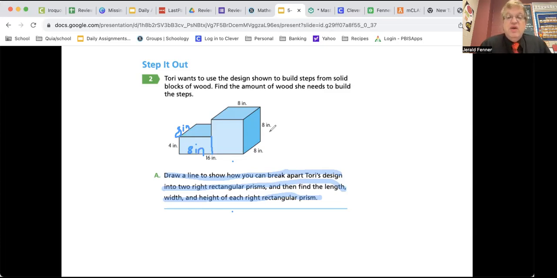So let's see, draw a line to show how you can break apart Tori's design into two rectangular prisms, and then find the length, width, and height of each rectangular prism. So the length is 8 times 8 times 4 for the first one. And then the second one would be 8 times 8 times 8.